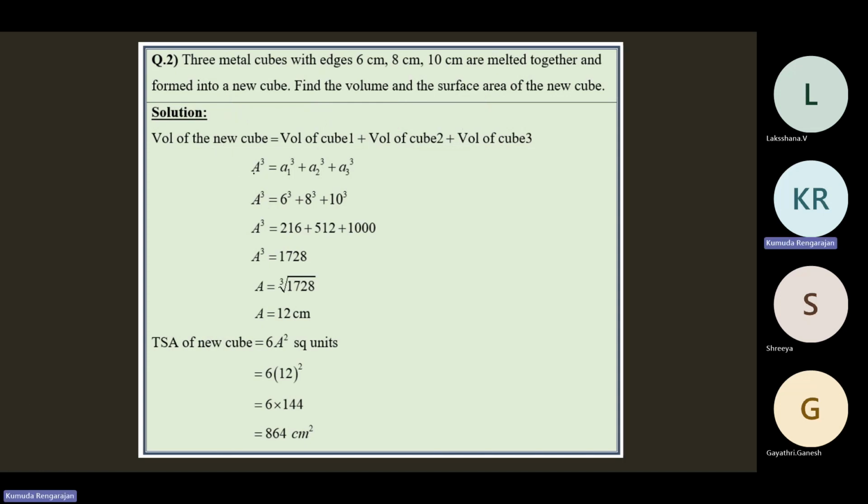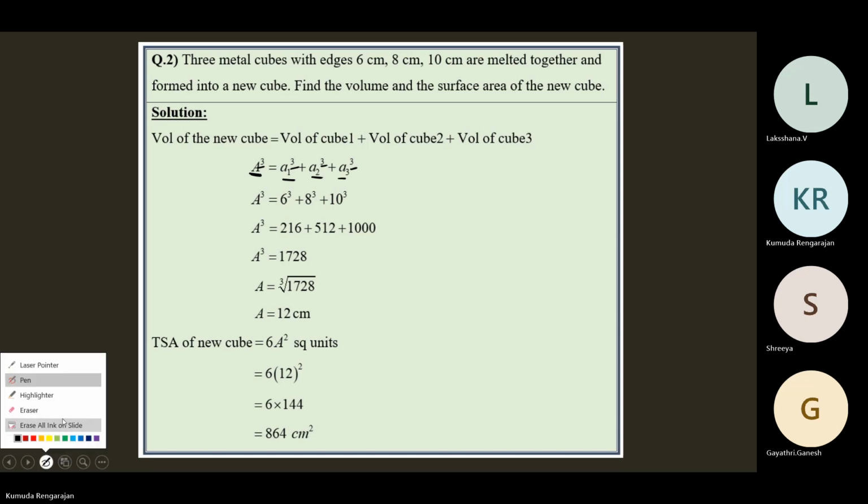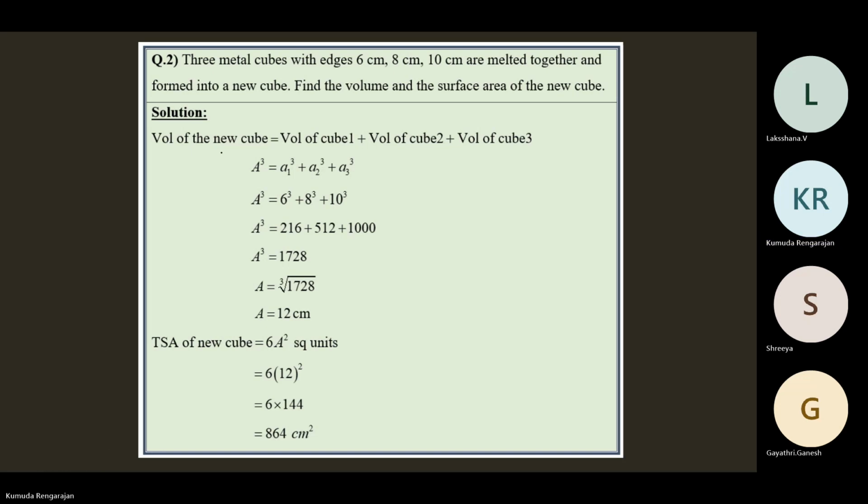So I have used the edges capital A for the new cube, A1, A2, A3 for the 3 other cubes. And then cubed is for the volume. Why have we cubed everything? Because that's the formula to find volume. Okay. So volume of the new cube is A cubed.